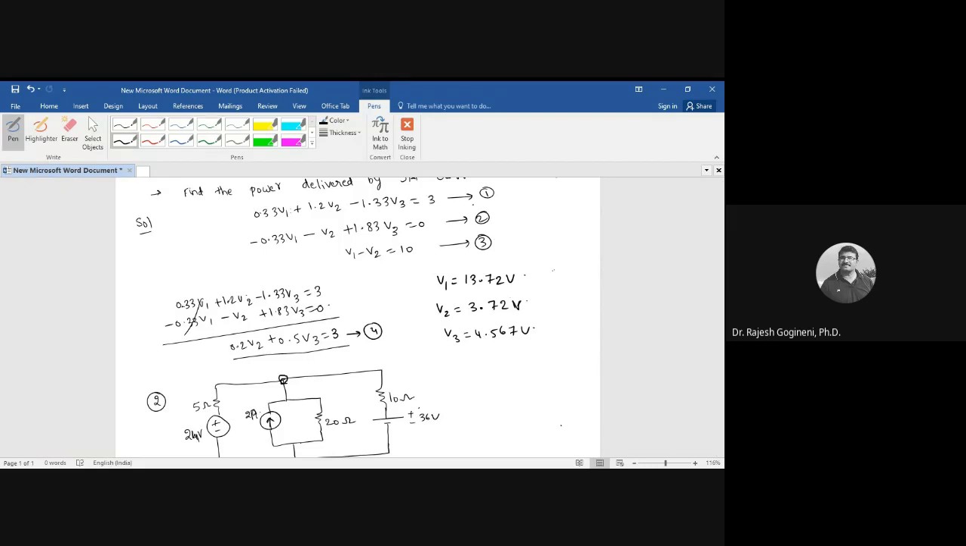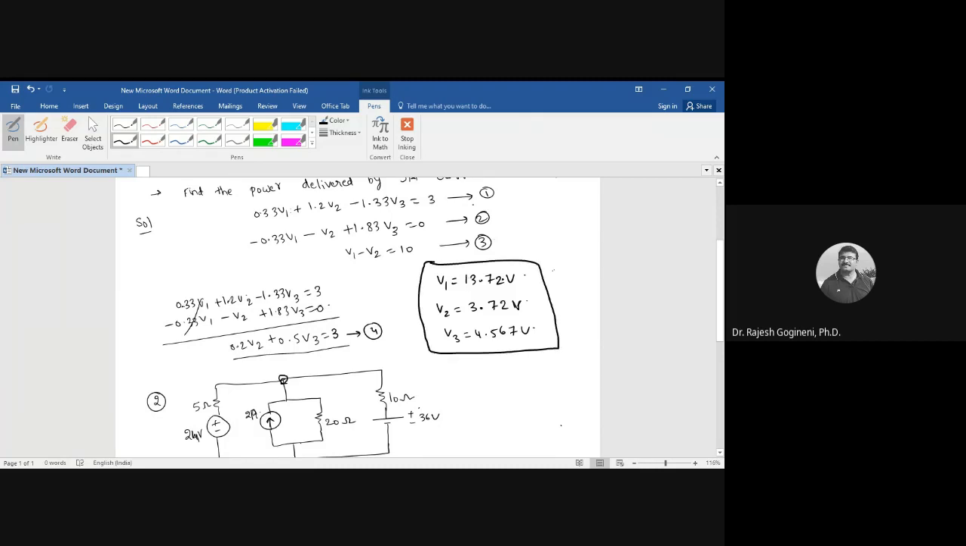So these are the answers, right? So V1, V2, V3. The given KCL equations we have written are correct. Solve these three equations, and these are the answers: V1, V2, V3.